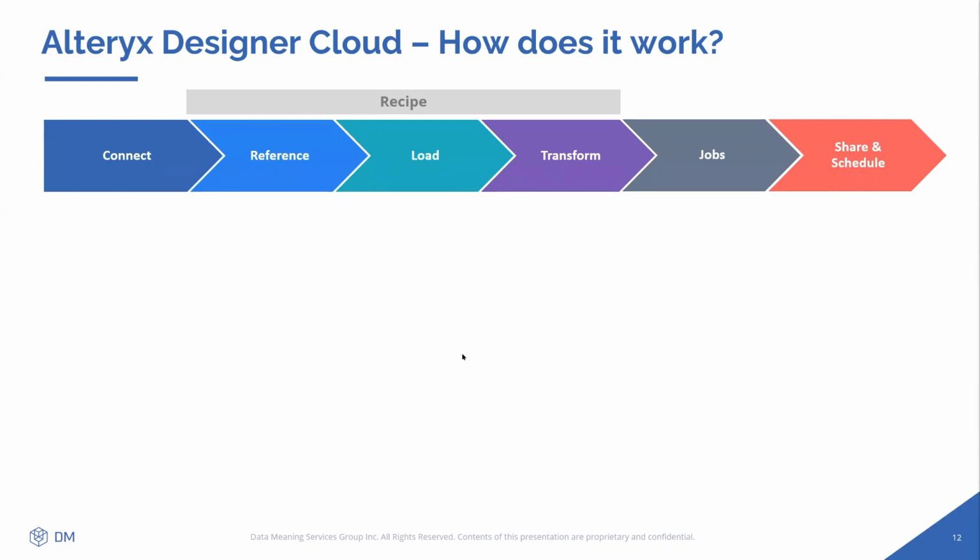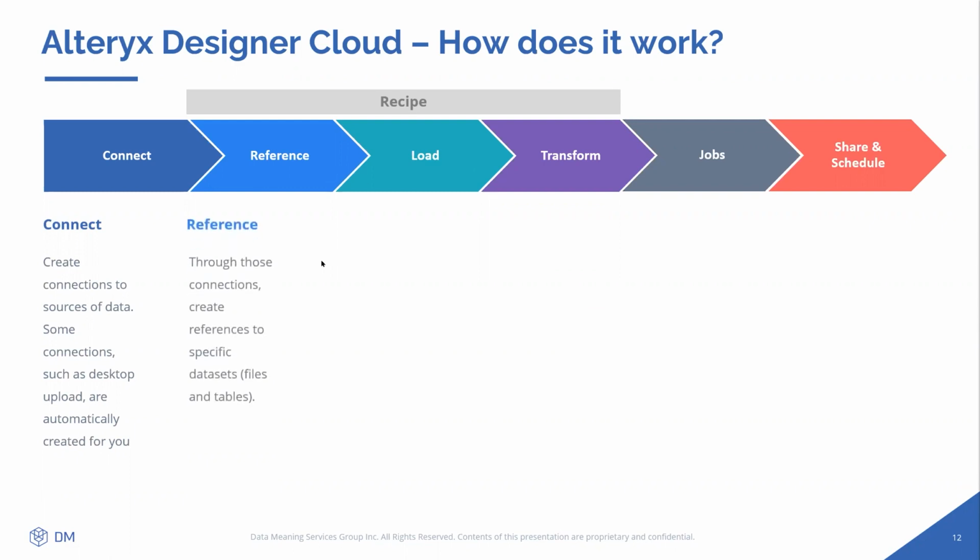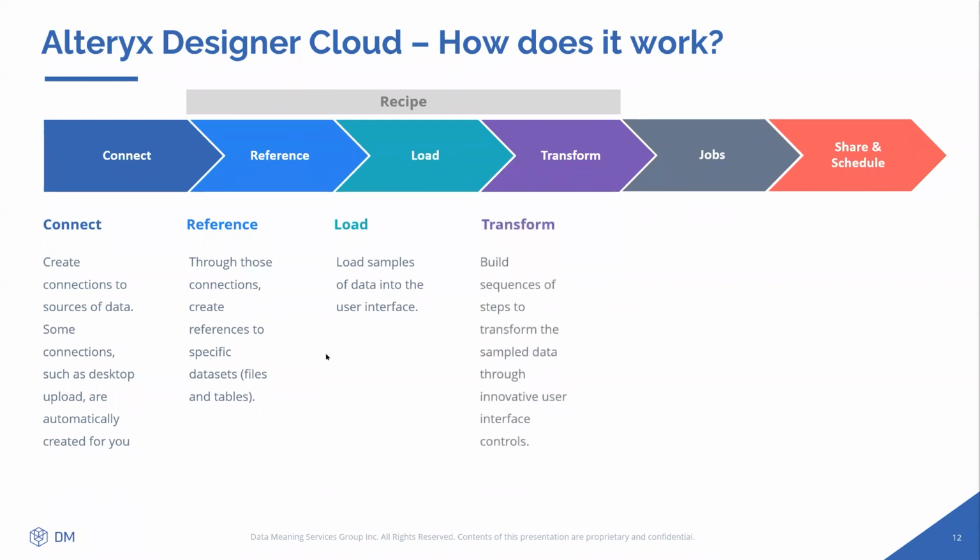First, we have connect. We're going to create connections to sources of data. Some connections, such as the desktop upload, are automatically created for you. Then after creating the connection, we're going to create references to specific datasets, so connecting to files and tables. Then load samples of data into the user interface. Then we're going to build sequences of steps to transform the sample data through innovative user interface controls, which we're going to see in the demonstration.